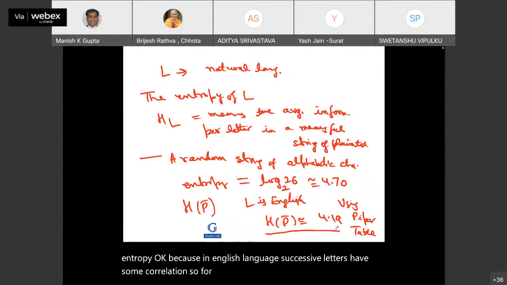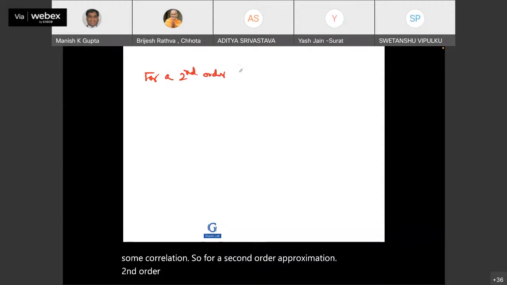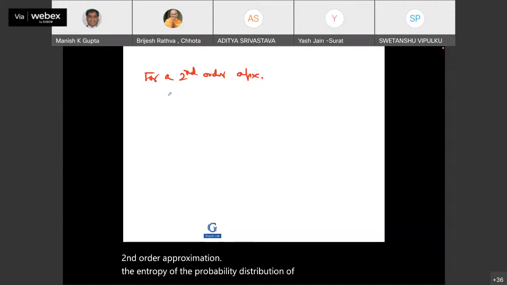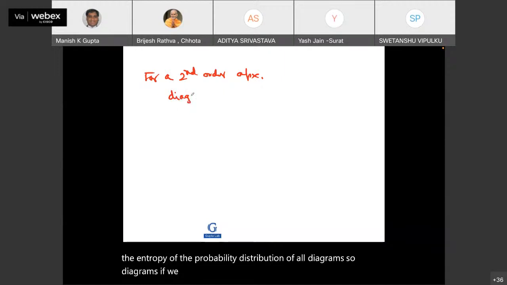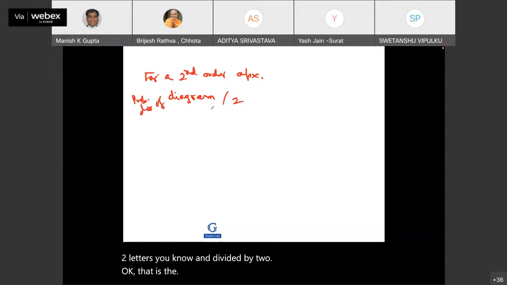So for a second order approximation, the entropy of the probability distribution of all digrams, if you consider two letters, and divided by 2. Okay, that is the digram, and divided by 2 will be the approximation for the second order approximation.